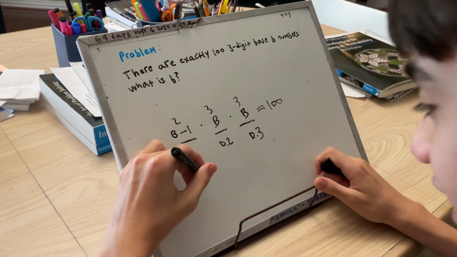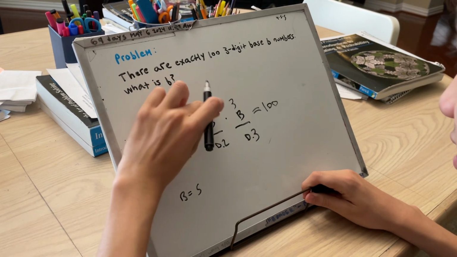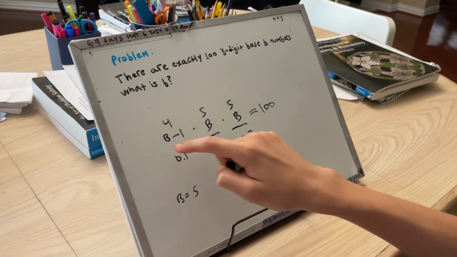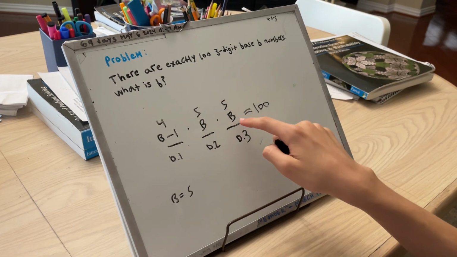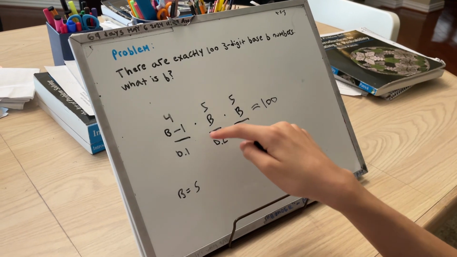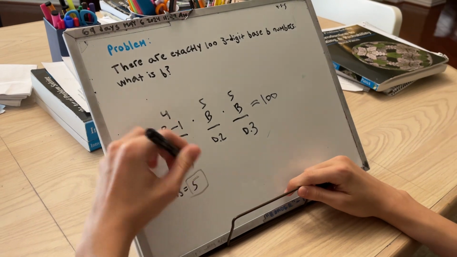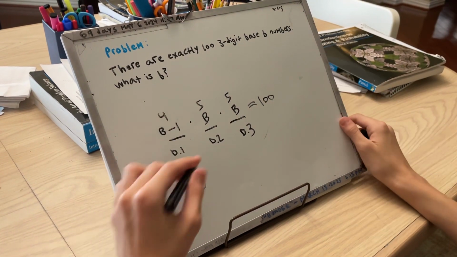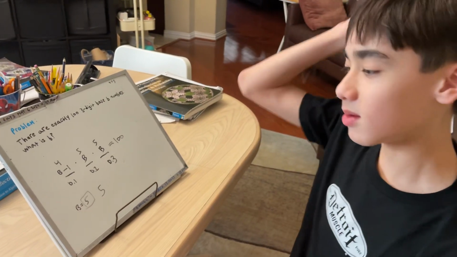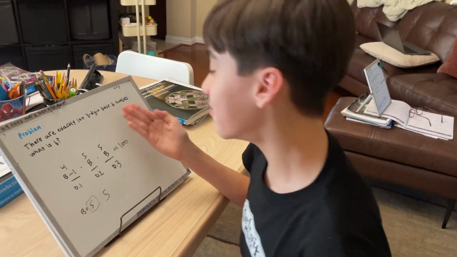Then once you get to 5, b minus 1 would be 4, so 4 times 5 times 5. So then you can test this, multiply it, 5 times 5, 25, times 4, 100. Bingo, you have your value of b. So in this case, b equals 5, and that is the base b. And that's how you solve a base n numbers problem. This is one of the most basic ones, about 3-digit base b numbers.